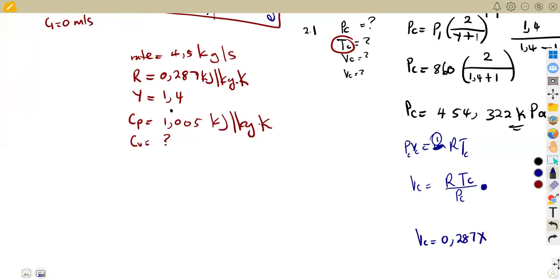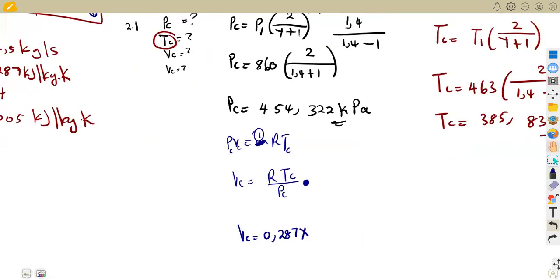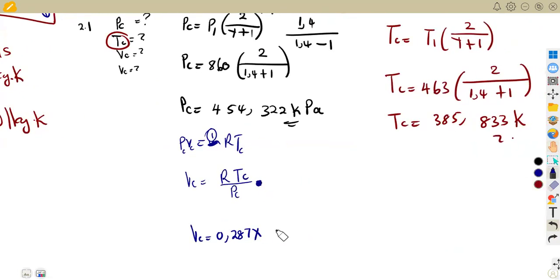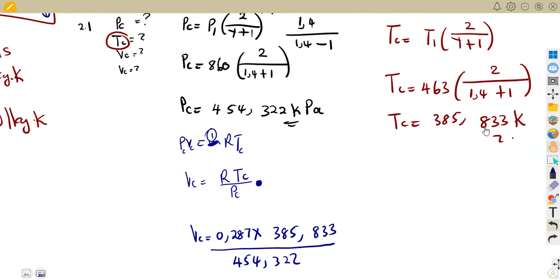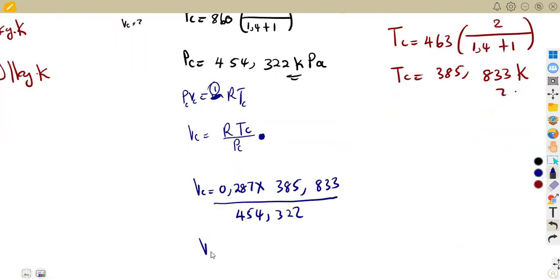0.287 times the temperature at the throat. Remember, at the throat the temperature is given as 385.833, everything over the pressure at the throat. We calculated the pressure at the throat and got 454.322. So it was just a matter of substituting directly. This gives us the value of the volume at the throat, something like 0.243734.